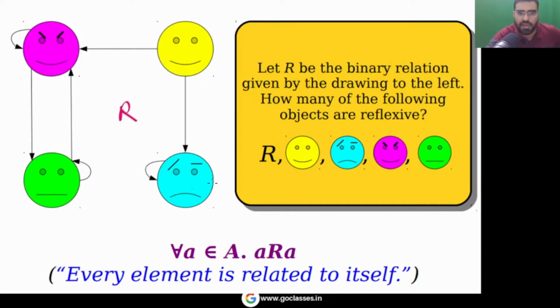This is the relation R. Some objects are given to you: the first object, the second object, the third object, the fourth object, the fifth object. Tell me which object is reflexive? You can notice R is not reflexive.